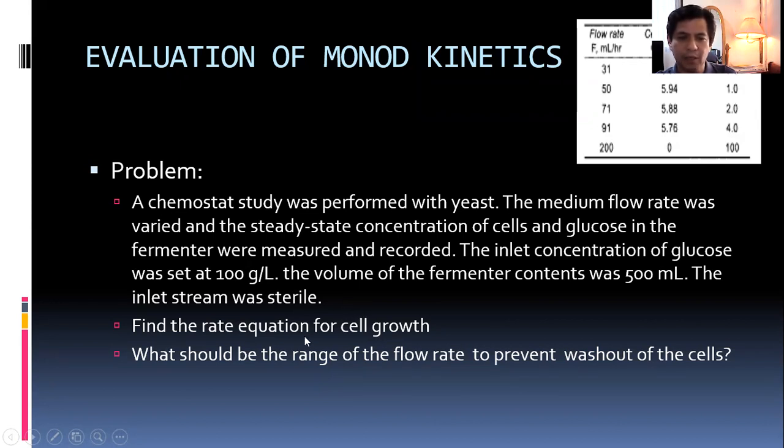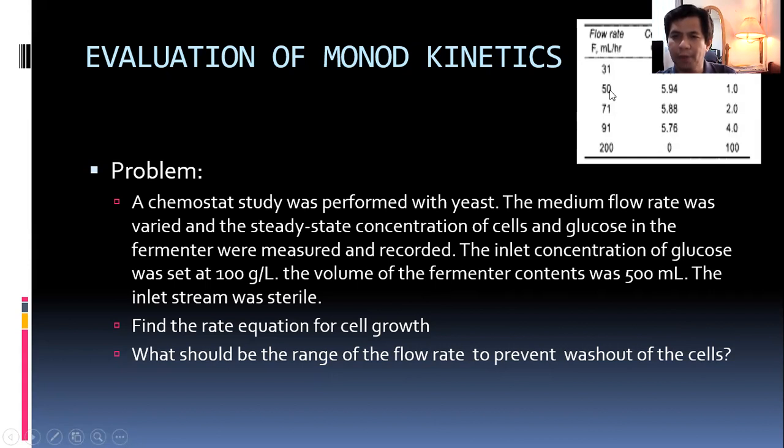So find the rate equation for cell growth. So ang rate equation for cell growth yung Rg to, ano? So Rg is equals to mu times x. Okay? Ganun lang yan. So kailangan na lang natin for first requirement, solve lang natin yung mu max at saka yung K sub S. Okay? And then what should be the range of the flow rate to prevent the washout of the cells? No? Okay, so let's examine the given.